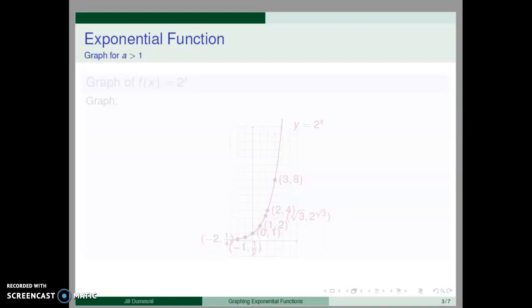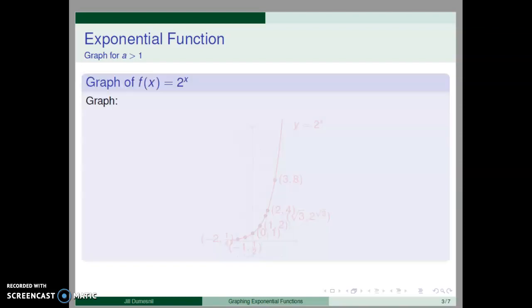Let's first consider the graph of an exponential function with base greater than 1. For example, let's graph the function f of x equal 2 to the x. We will start with axes and a coordinate grid and plot some points. When x equals 0, y equal 2 to the 0, which is 1, so the point 0, 1 is on the graph. Similarly, the point 1, 2 is on the graph, as are the points 2, 4 and 3, 8.